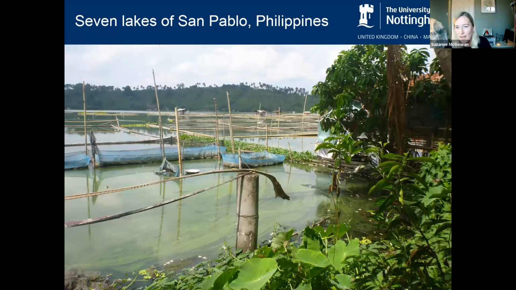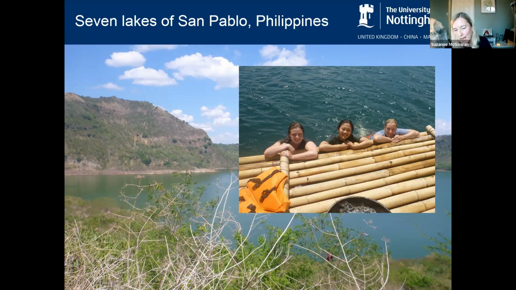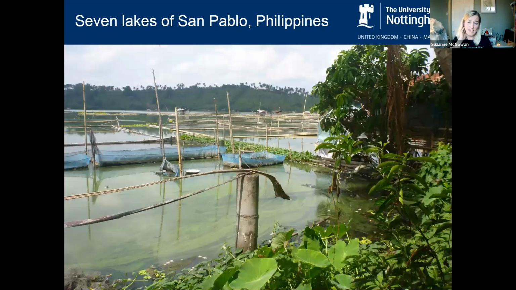So one of the things, so this is a nice clean lake. There are some really degraded lakes as well among the 7 lakes of San Pablo, and we noticed there was quite a lot of aquaculture going on in these lakes, and thought this might be one of the reasons why we were seeing these blue-green blooms. And so her PhD was sort of centered around looking at that kind of research question.